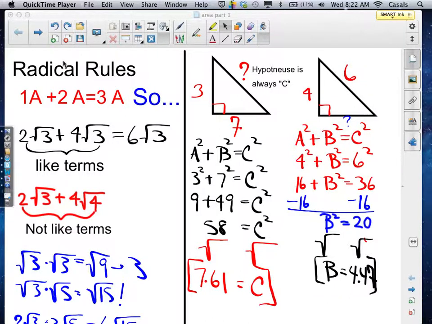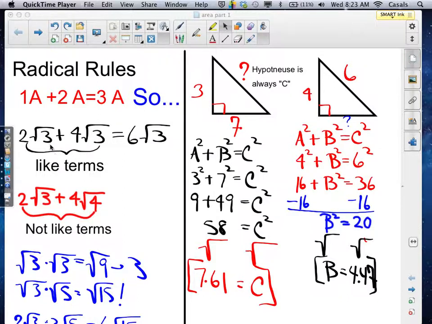On the left-hand side of the screen here, I have it listed as radical rules, right? So when I have a simple adding of common like terms, for example, 1a plus 2a is going to give me 3a. Why do I mention that? Well, because eventually you might be asked to add square roots. So for example, here I have 2 times the square root of 3 plus 4 times the square root of 3. And that's equal to 6 times the square root of 3, because these are like terms.